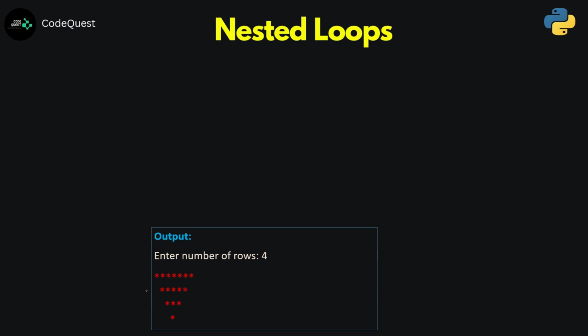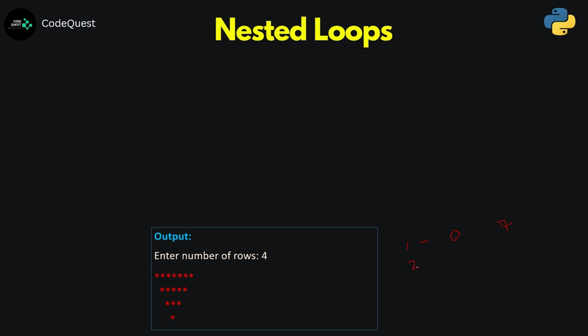Whereas in the second row, we have 1 space with 5 asterisks. And in the third one, we have 2 spaces followed by 3 asterisks. And in the last one, there are 3 spaces followed by 1 asterisk. So the combination of spaces and asterisks both are to be printed in each and every row. So as far as the first row is concerned, we have 0 spaces and 7 asterisks.